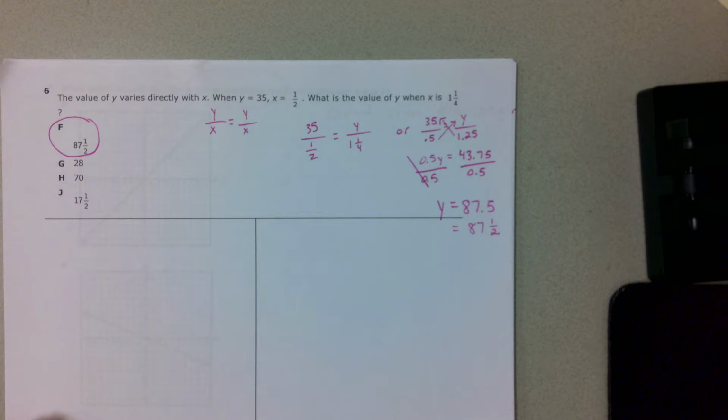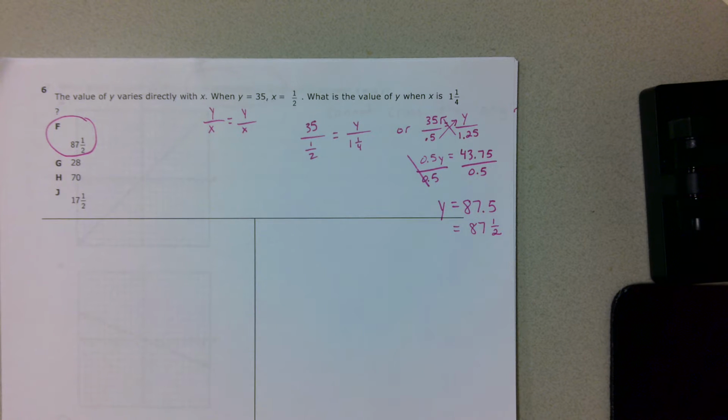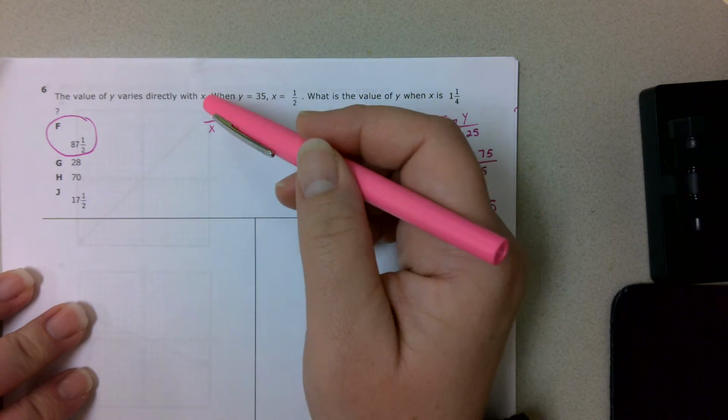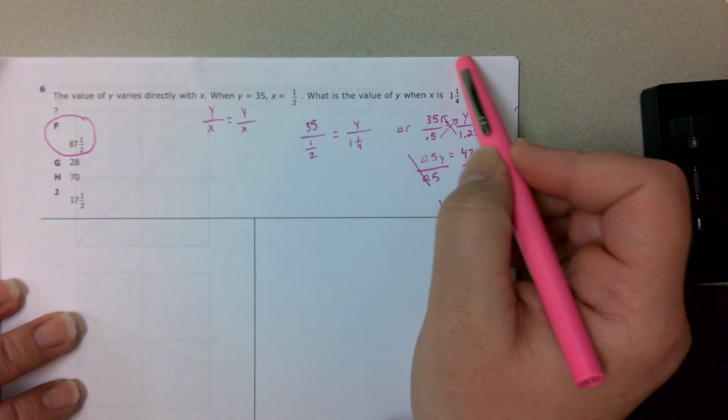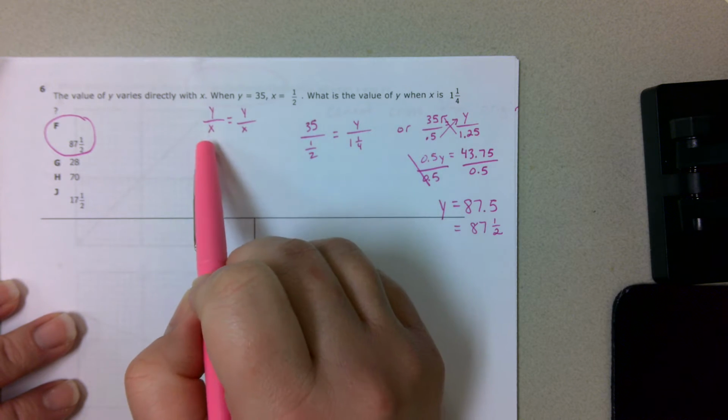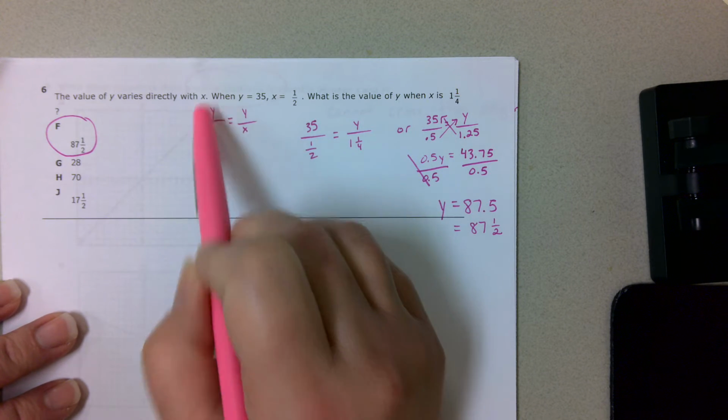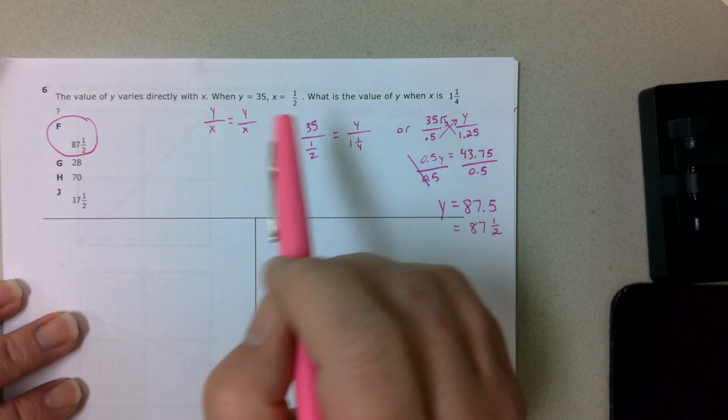Number 6, the value of y varies directly with x. When y equals 35, x equals 1/2. What is the value of y when x is 1 1/4? So we need to know that for direct variation, we're setting up y over x. And so we've got two proportions that we're looking at, or two ratios. Y over x is equal to y over x. So we have our proportion.